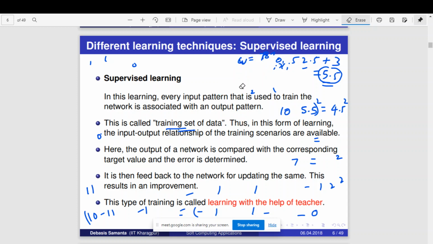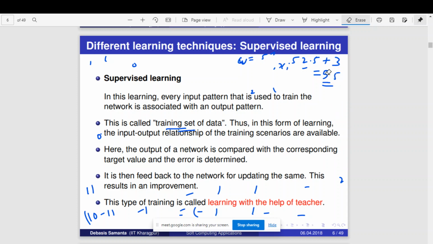Because when you learn with the help of a teacher, what happens? The teacher will ask the question, what is the answer of this? If you say the correct answer, it is fine. The teacher will acknowledge that it is the correct answer. Okay. So then you can ensure that it is correct.